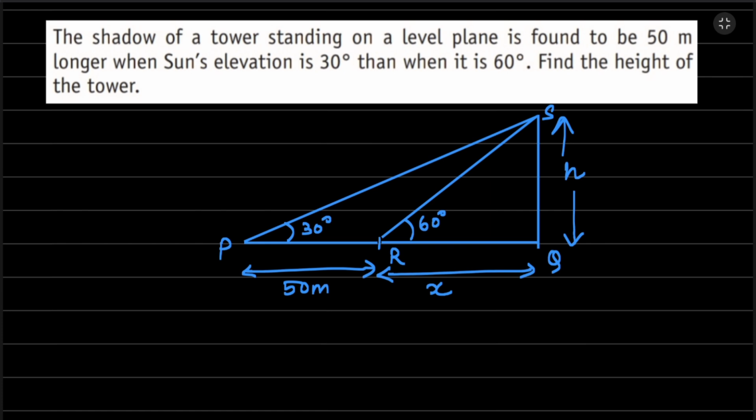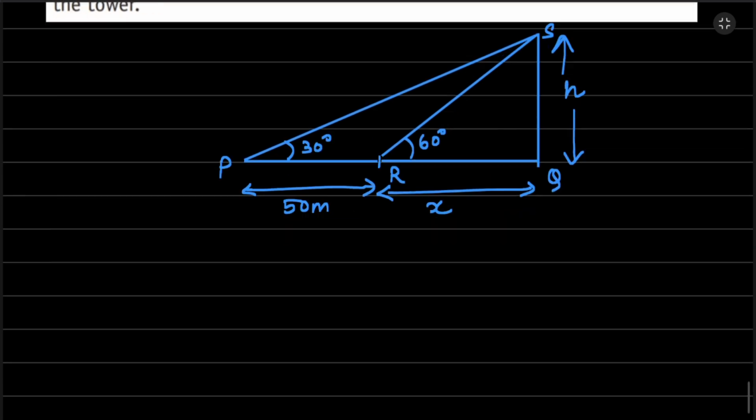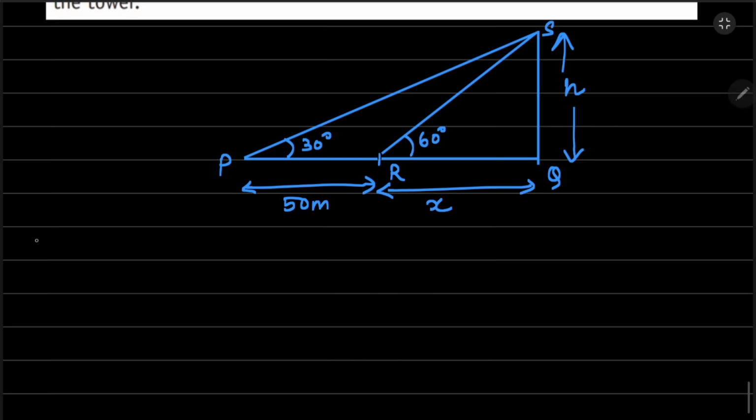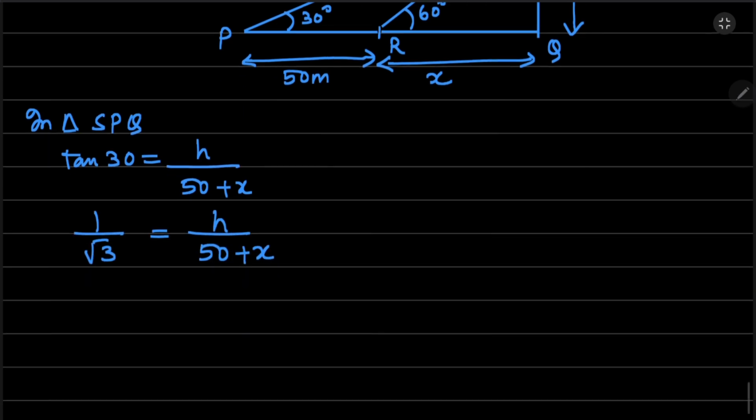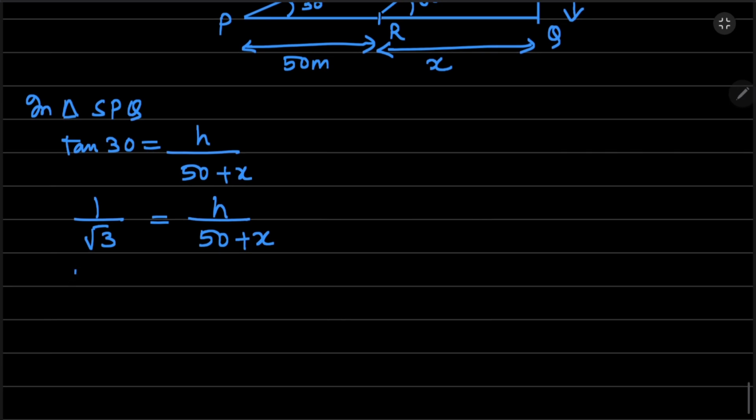First, in the longer triangle SPQ, you can apply tan 30 equal to P by B. P is H and B is 50 plus x. Tan 30 is nothing but 1 by root 3, equal to H by 50 plus x. Cross multiply and write x in terms of H. So 50 plus x is equal to H root 3, or x is H root 3 minus 50. This is equation 1.